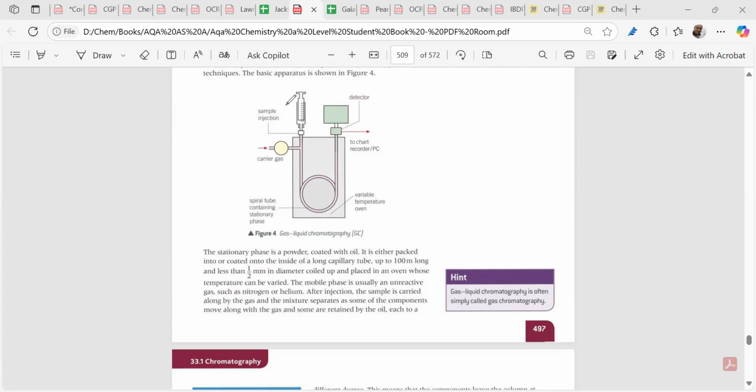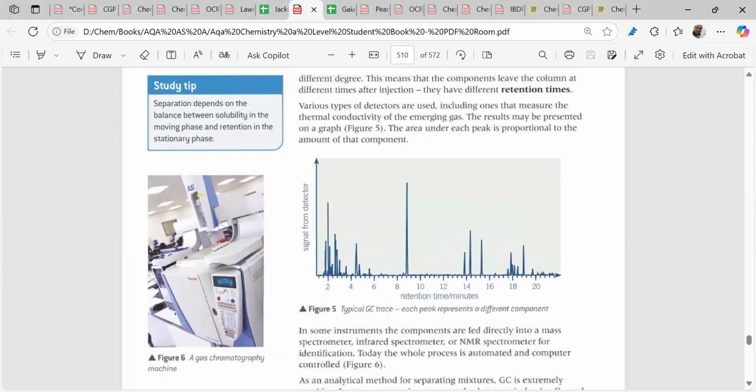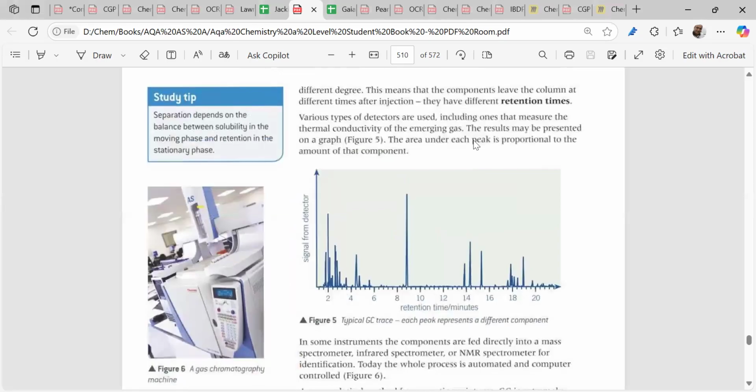The mobile phase is what? The mobile phase will be the helium we are taking or the nitrogen we are taking, right? That's called the mobile phase. Now go to the next part. The time at which the solutes will be coming out will be called the retention time. So various detectors you are trying to use, as I have told you.